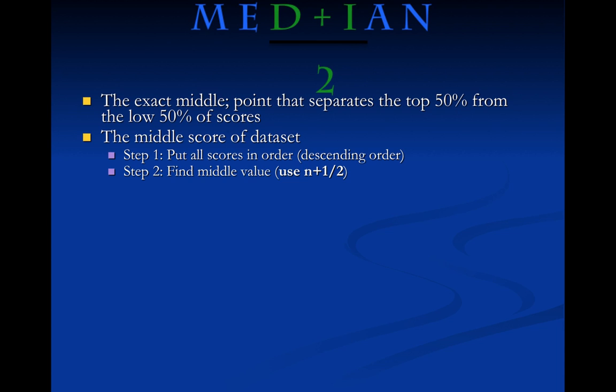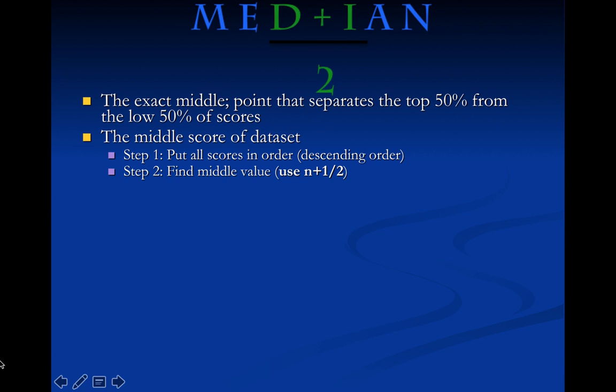To find the median, there are 2 steps. What are those 2 steps? Number 1, we put all our scores in order. Here, it doesn't really matter if you put your scores in ascending or descending order. You can go from highest to lowest or lowest to highest. The second step to finding the median is to find the middle value. So the first step, put all your numbers in order, and the second step, find the middle value.